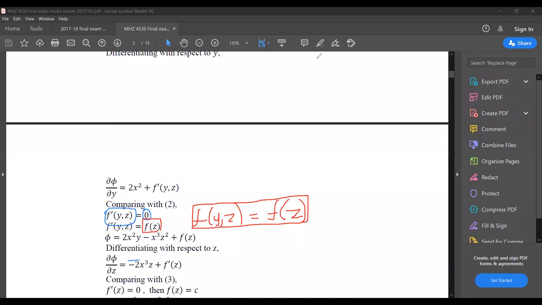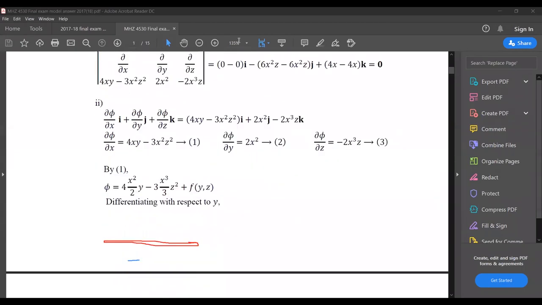So now, from this one, we have reduced the function of y and z to a function of z only. So we can change phi, our initial scalar potential, to 2x squared y minus x cubed z squared plus f of z. So this is the new phi, right? Already we have used some of the data given to us. We have used this one, and this one. The only remaining one is the partial derivative of phi with respect to z, that is minus 2x cubed z, right?